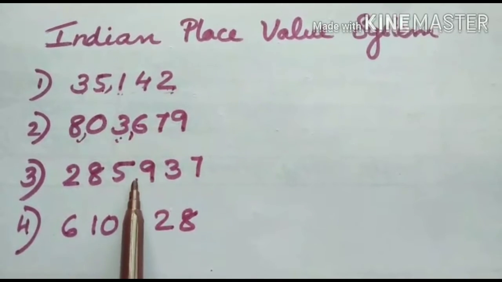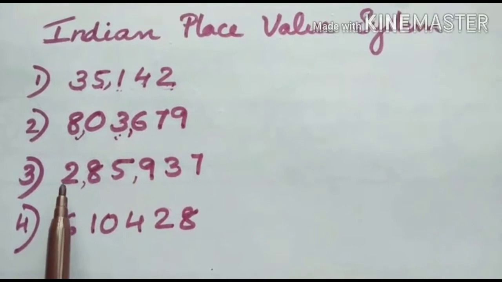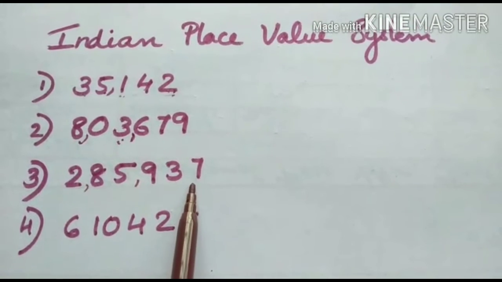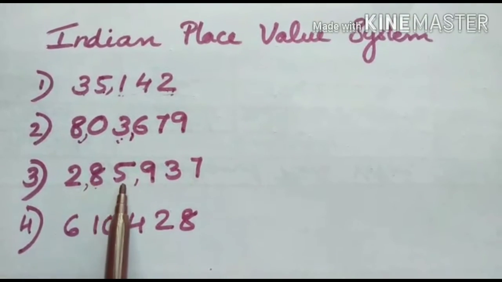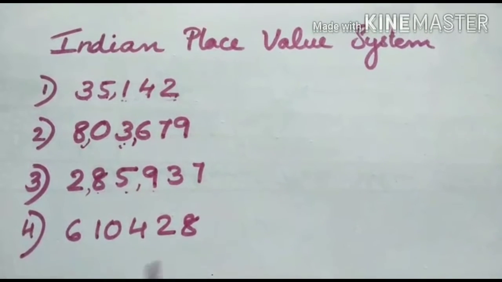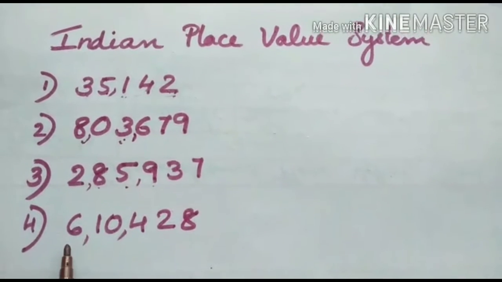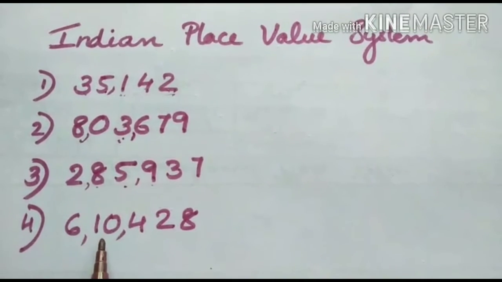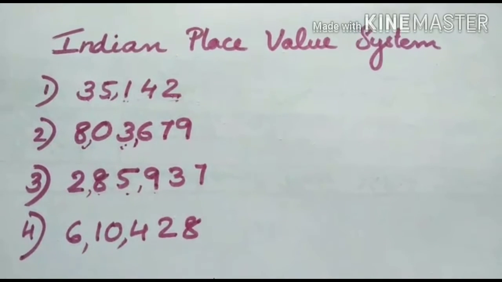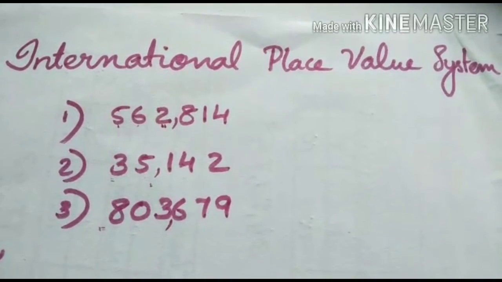What about the next number? For the first three digits, put a comma. For the next two digits, again put a comma. Then read 2,85,937. Again, 2,85,937. Can you read this number by yourself? Yes. Now read 6,10,428. Clear?